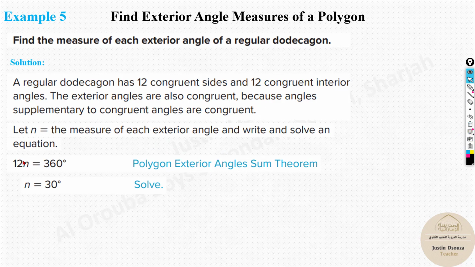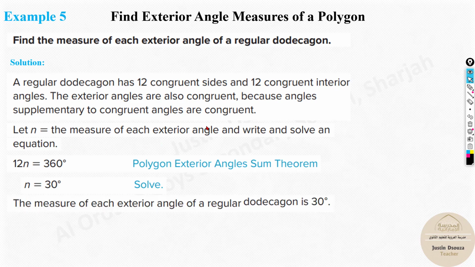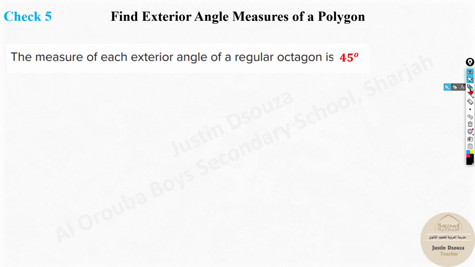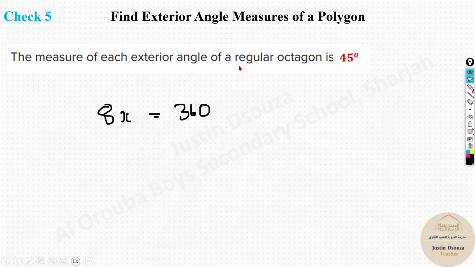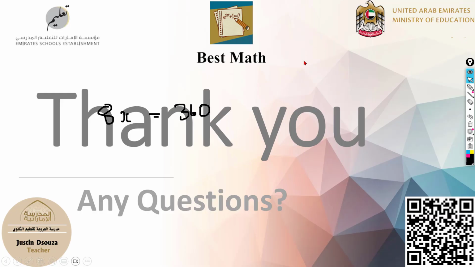Very straightforward. Over here, n is taken, but it's the same thing. It is the same measure of each exterior angle. N will be one exterior angle, but there are totally 12, so 12 into n. That's it. And here we have, again, I'm sorry, the answer is visible, but still, let's do it. Octagon, 8 sides. So 8n or 8x equals 360, just divide 360 by 8. You can use your calculator. So it's 360 divided by 8, that will be 45 degrees, and this is how you solve. It's a very easy lesson, and that's the end.